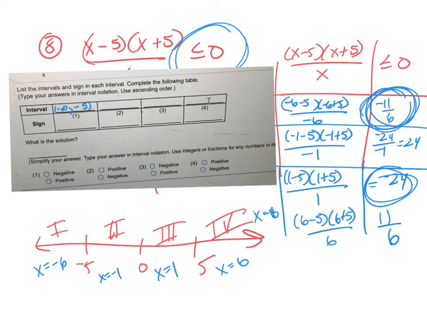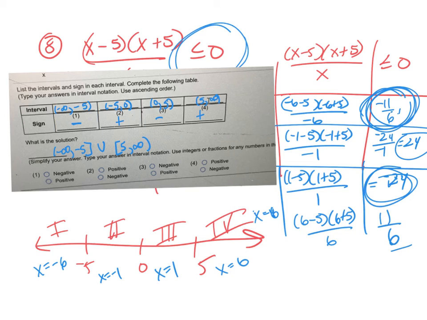And we saw that interval was negative. And the second interval was negative 5 to 0, and we saw that was positive. Then 0 to positive 5, and we saw that that was negative. And then 5 to infinity, we saw that was positive. What's the solution? Well, we said the solutions were these guys. So the solution went from negative infinity to negative 5, including it, and then positive 5 to infinity.